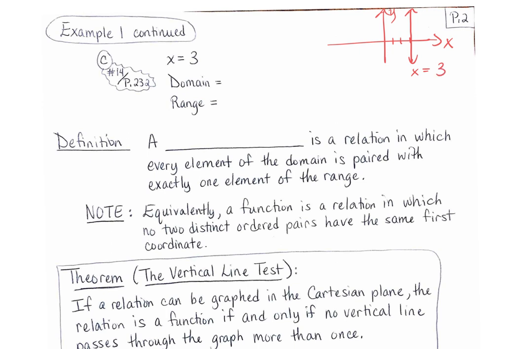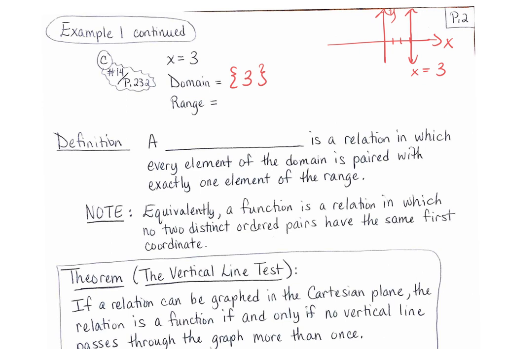What do we know about our domain? It's 3. We do have one, and it's 3. How do we write it? Do we just write 3? The set consisting of the element 3. You got it.